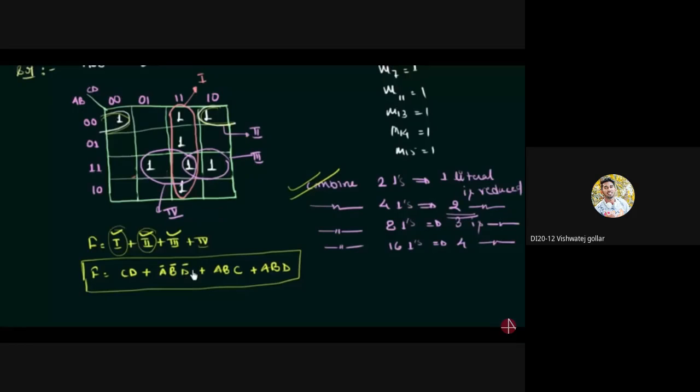This is a very common thing that you should keep in your mind, and in the next presentation we will see another example of the 16 cell K-map, that is for 4 variables. So see you in the next presentation.